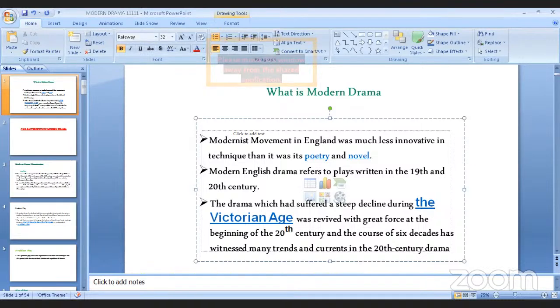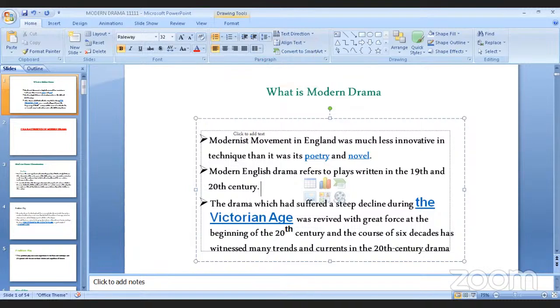So when we talk about modern drama, the modernist movement in England was much less innovative in technique than it was in its poetry and novel. Modern English drama refers to plays written in the 19th and 20th century. Drama, which had suffered a steep decline during the Victorian age, was revived with great force at the beginning of the 20th century, and the course of six decades has witnessed many trends and currents in 20th century drama.